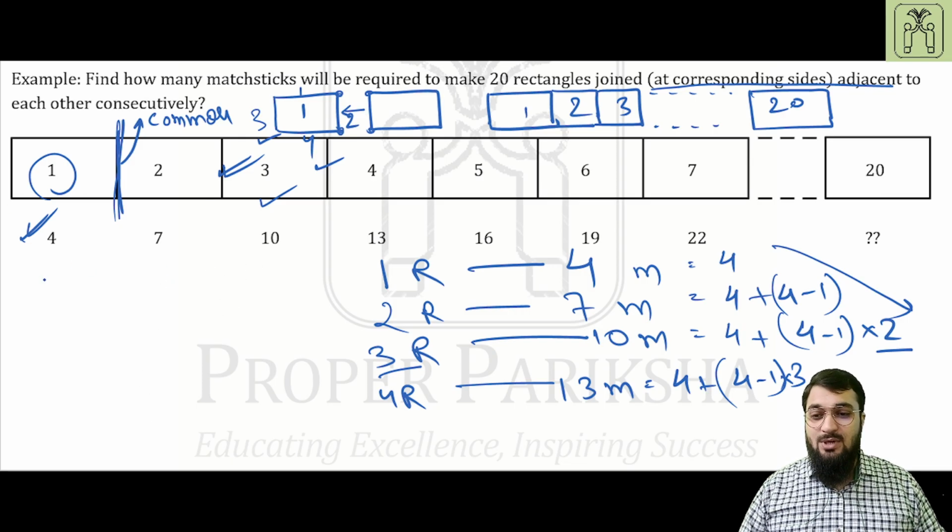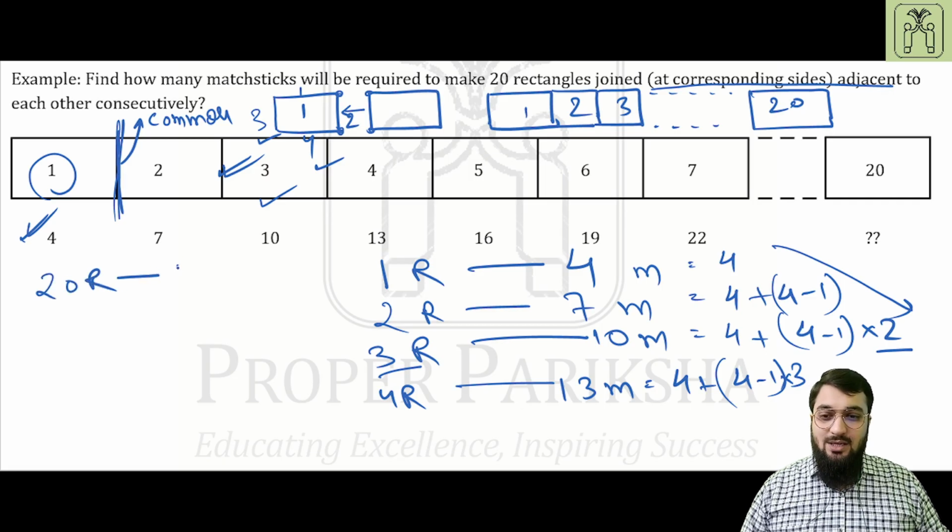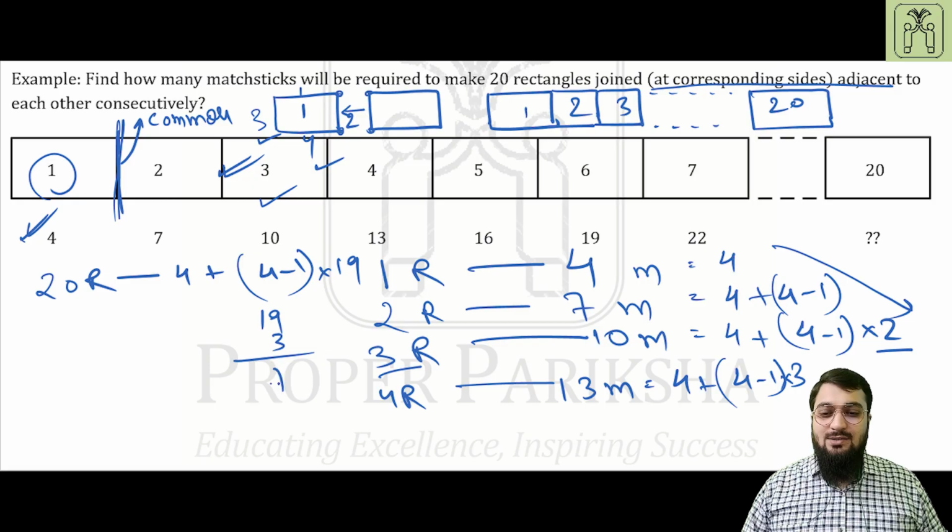So for example, I want 20 rectangles to be made. The relation can be written as 4 plus (4 minus 1) into (20 minus 1), that is 19. So the answer will be 4 minus 1, 3, 19 threes, 9 threes are 27, 2 threes are 6, 27 plus 30 is 57, plus 4, that is 61. So 61 matchsticks will be required.